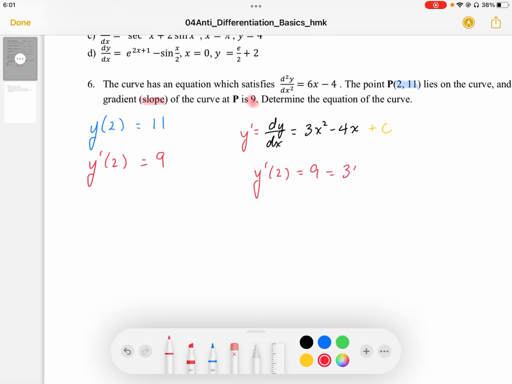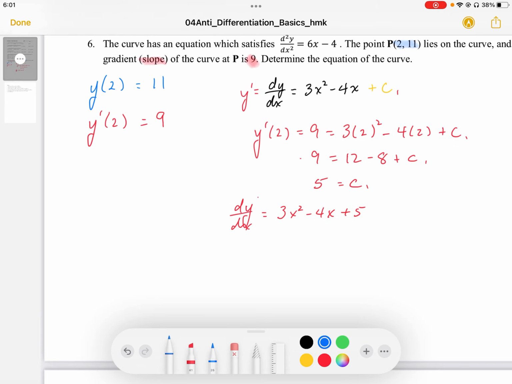I'm just going to plug in 2 into my derivative. And when I do that, I only have a c left to solve for. So I end up with 9 is equal to 12 minus 8 plus c. 12 minus 8 is 4, subtract 4 from both sides. I get c, and I'm going to call that c1. c1 is equal to 5. So my y prime equation, which is dy by dx, is going to be 3x squared minus 4x plus 5.